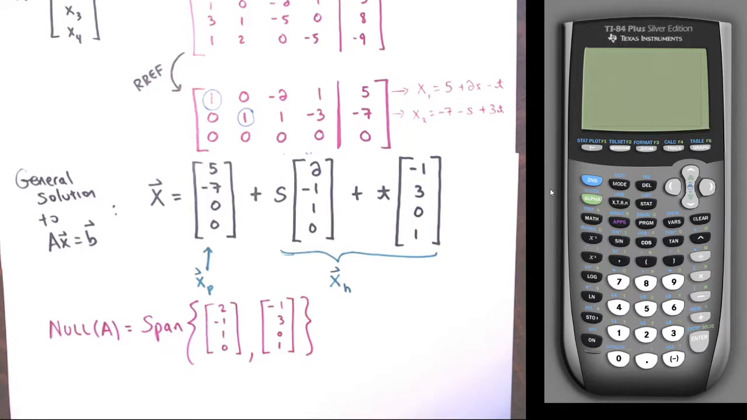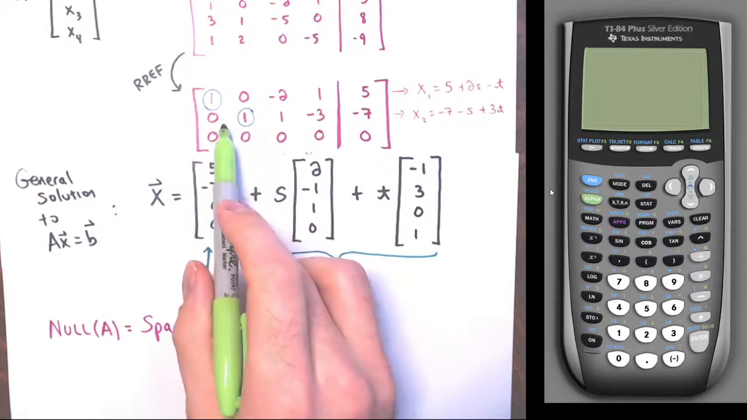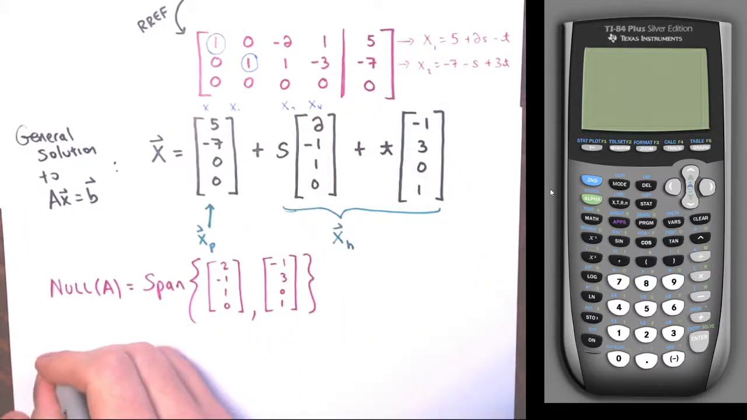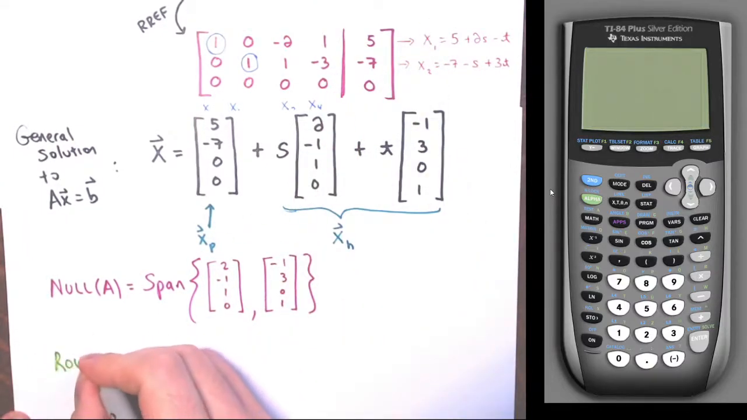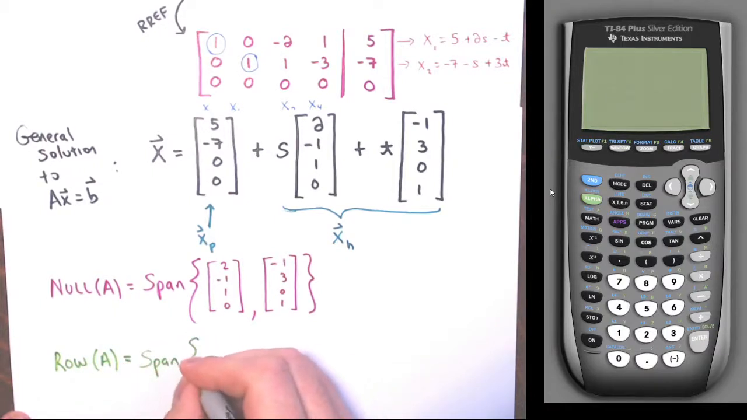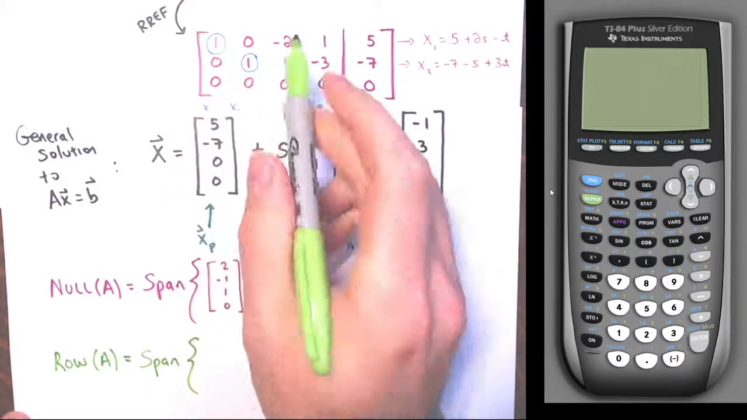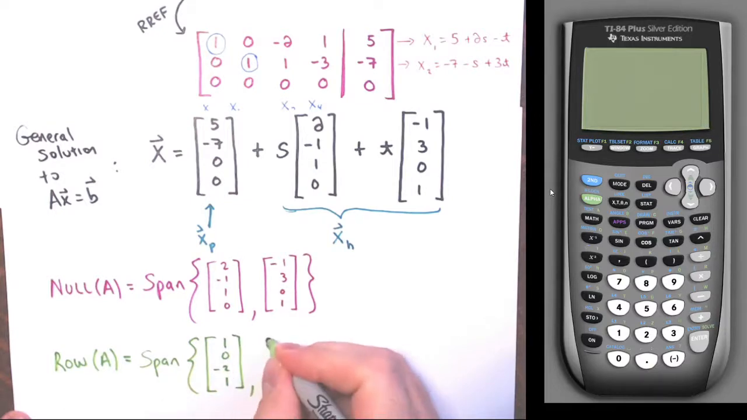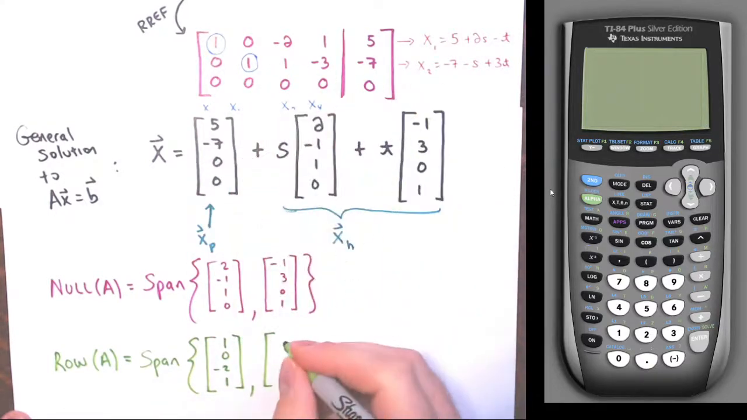And then we can look back as well at the reduced echelon form, which was right here, the reduced echelon form of my matrix A, and get the row space. And you'll see that they are orthogonal complements. The row space would be the span of, there were two pivot rows here in reduced echelon form. First row, again, I'm going to write them as columns: 1, 0, negative 2, 1. And the second pivot row there, 0, 1, 1, negative 3.